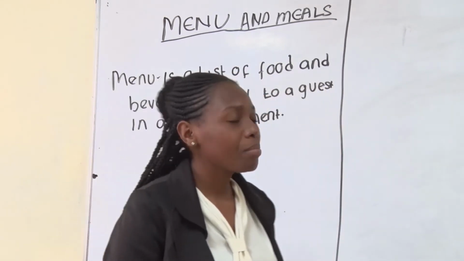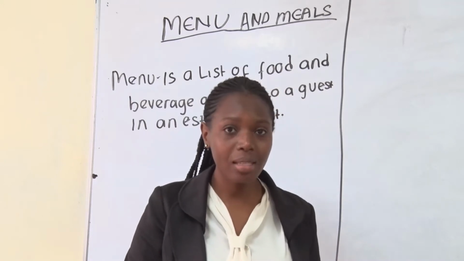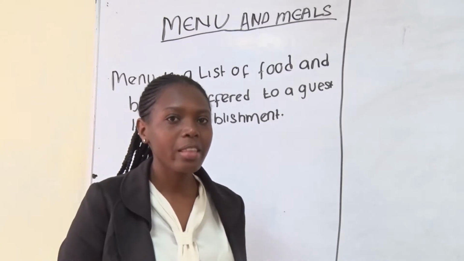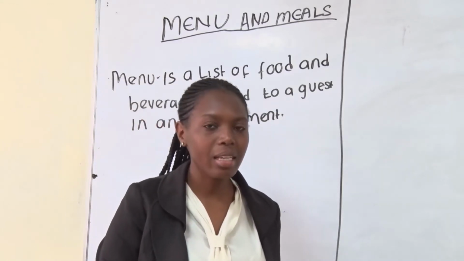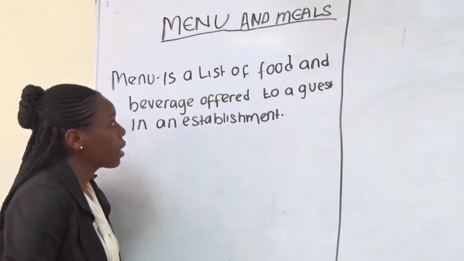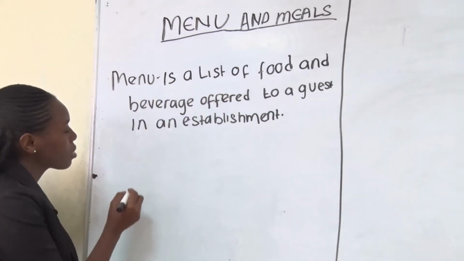We learn about meals and menus. A menu is a list of food and beverages that are offered to a guest in an establishment. Then we look at the importance of the menu. Why do we use a menu?